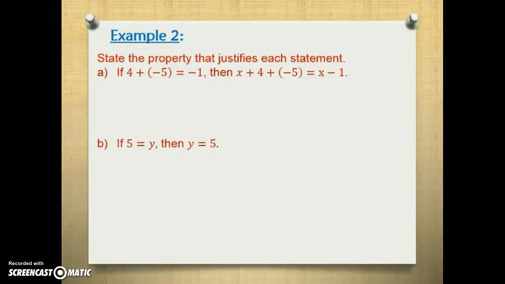We're going to use those properties on example 2. State the property that justifies each statement. So let's take a look here. If 4 plus negative 5 is equal to negative 1, then x plus 4 plus negative 5 is equal to x minus 1. So notice right here, we have an x on both terms that was not over here. So the property that they used here is the addition property of equality. So we're going to go ahead and write that here: Addition property of equality.